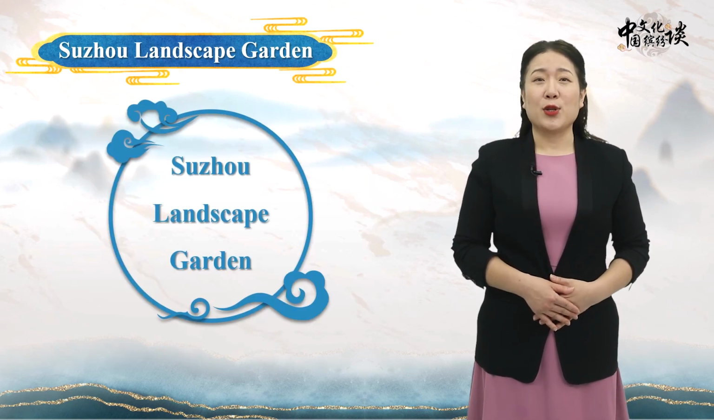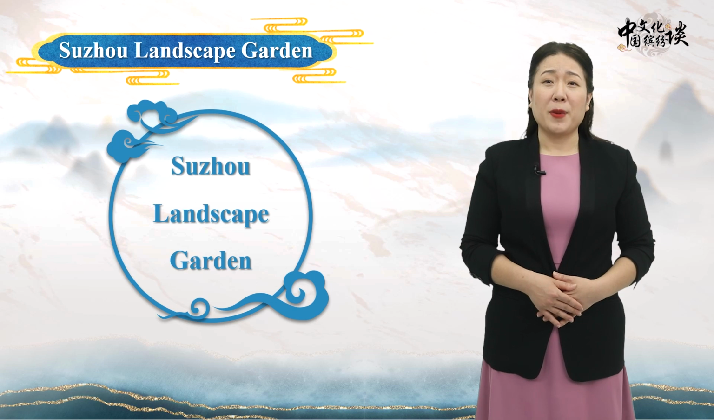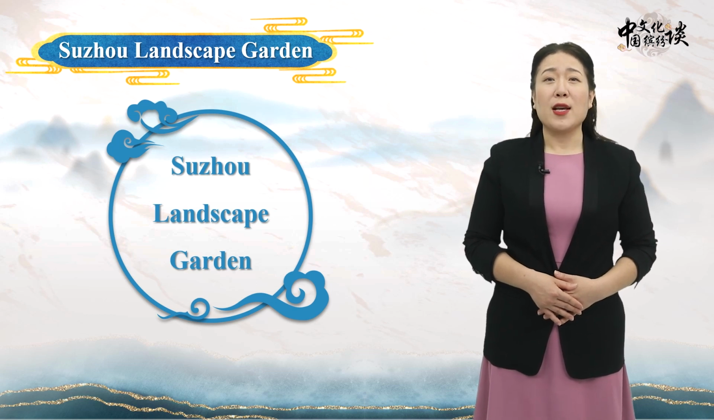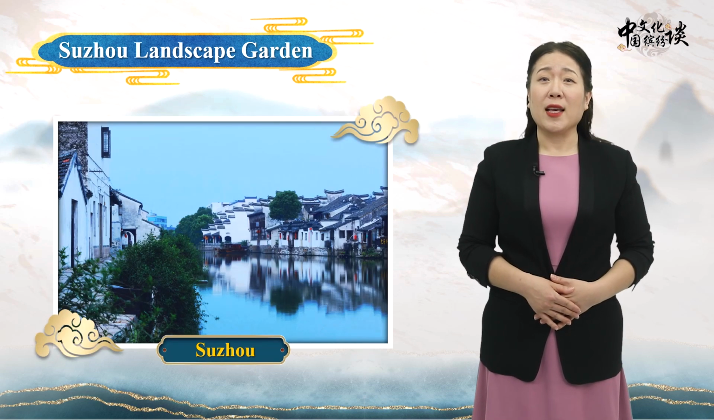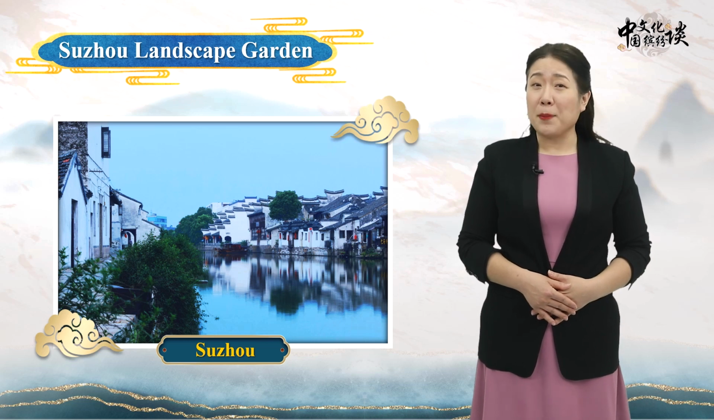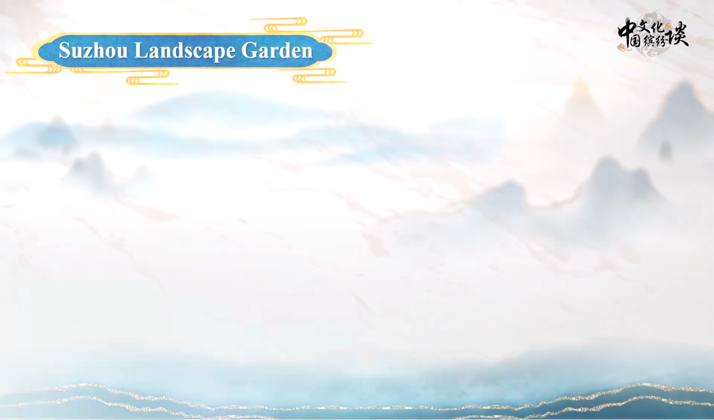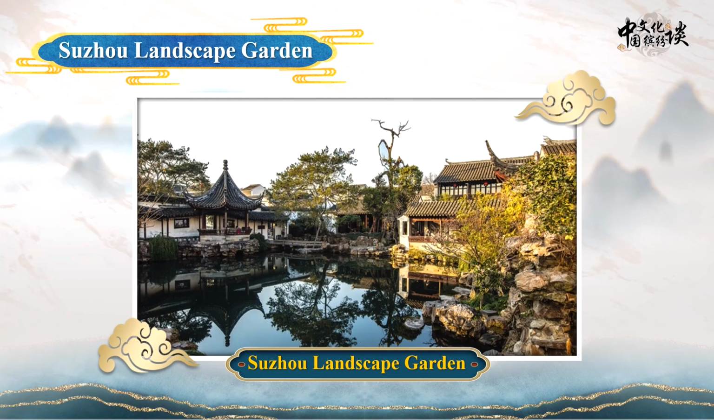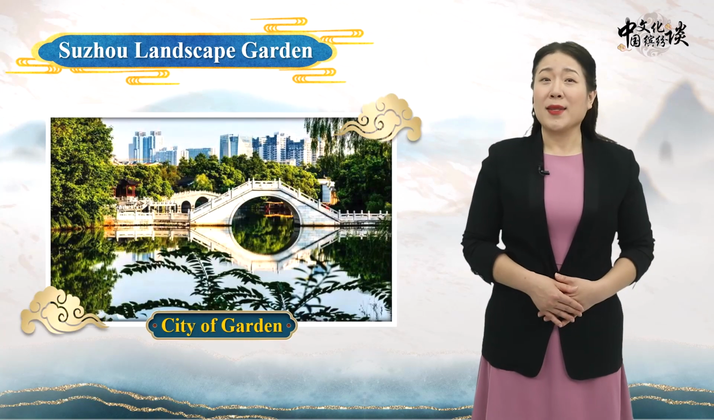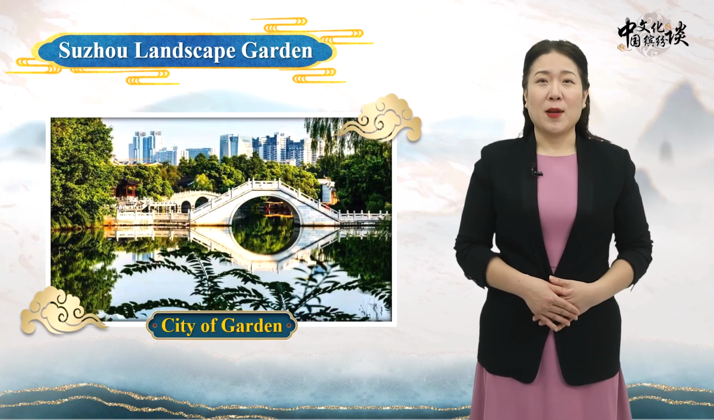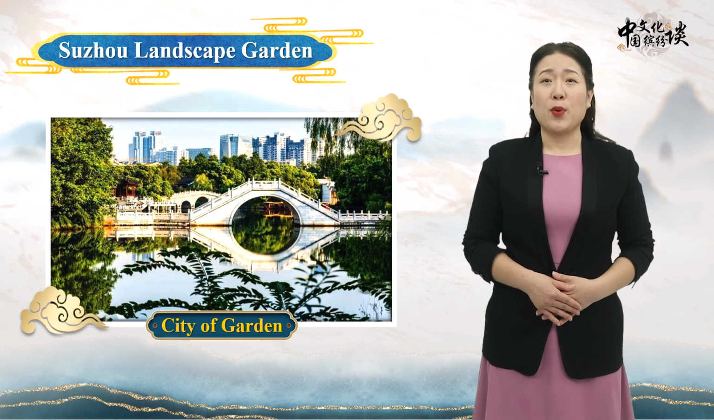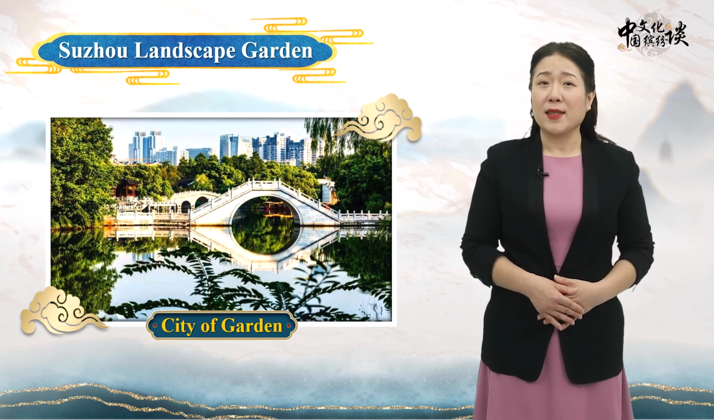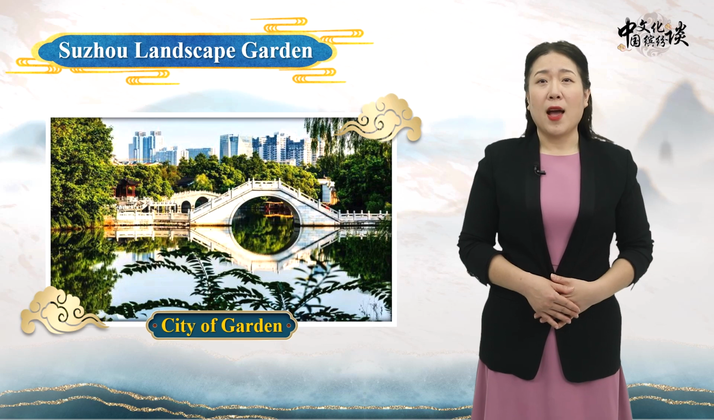After the introduction to the magnificent architecture of the Forbidden City, let us go to the beautiful city of Suzhou in South China and have a glimpse of another classic architecture style of China, the elegant and exquisite Suzhou landscape gardens. Suzhou is called the City of Gardens, possessing more than 100 private gardens of various sizes, and more than 60 of them have been preserved till today.